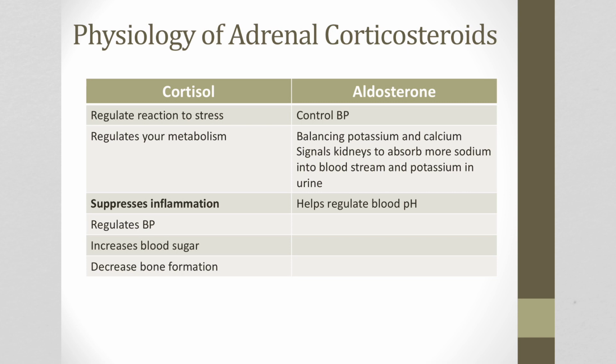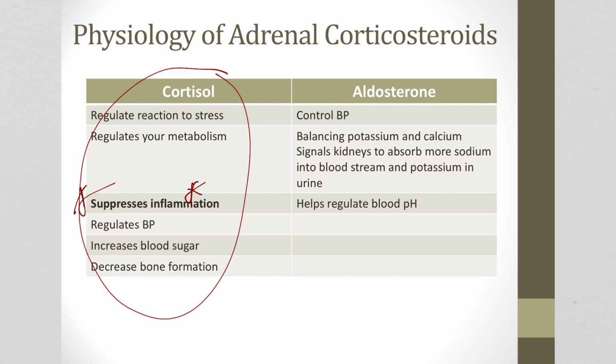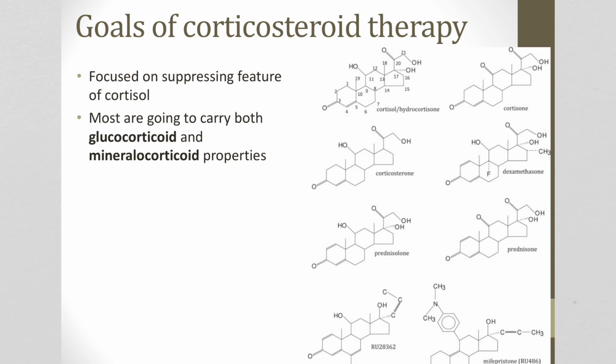So we can see two very different types of naturally circulating corticosteroids. Really, though, the focus would probably be on cortisol because it has the ability to suppress inflammation. So would it surprise you that there have been drugs, corticosteroids, that have been developed to mimic the role of cortisol, but maybe more in excess? The goals of corticosteroid therapy are really focused on that suppressing feature of cortisol, right? And so we have derivatives of cortisol, and we can see that here.